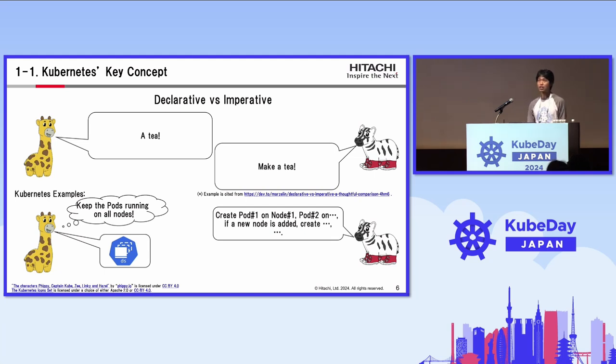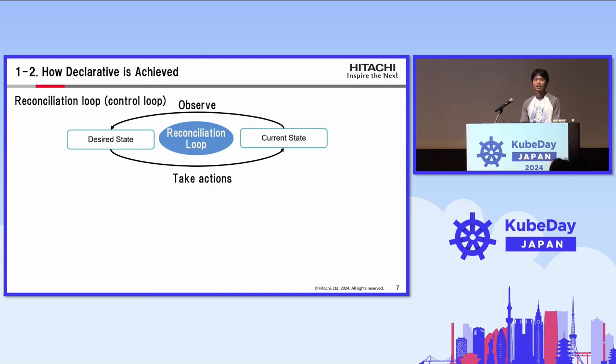But how does such declarative configuration work in Kubernetes? The answer is the reconciliation loop. In the reconciliation loop, there are two states defined, a desired state and a current state. In short, the reconciliation loop is a loop that makes the current state become the desired state and keeps both states the same. To do so, the loop observes the current state, analyzes the difference between the states, and then takes action to make both states the same.